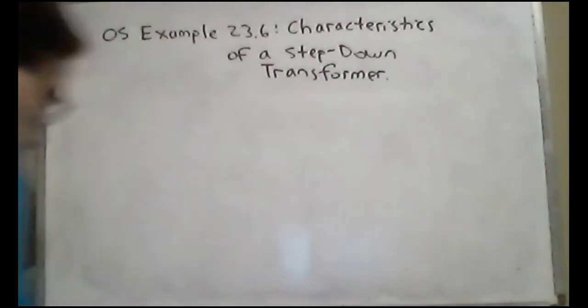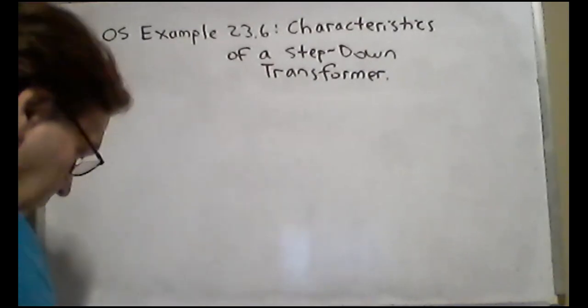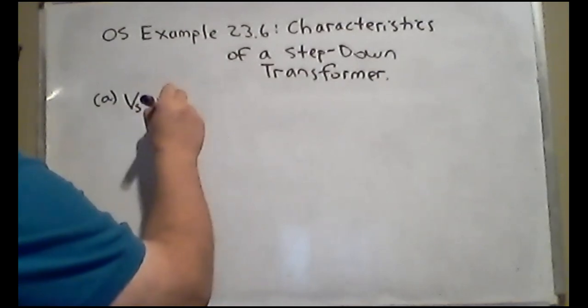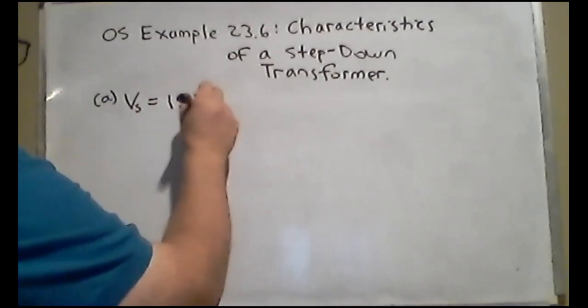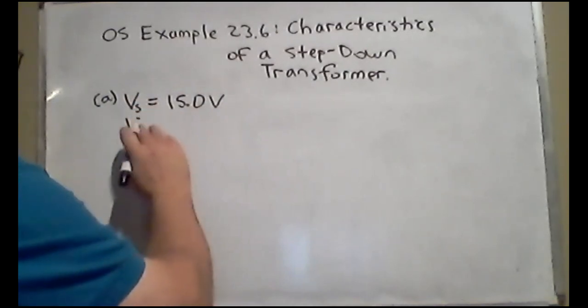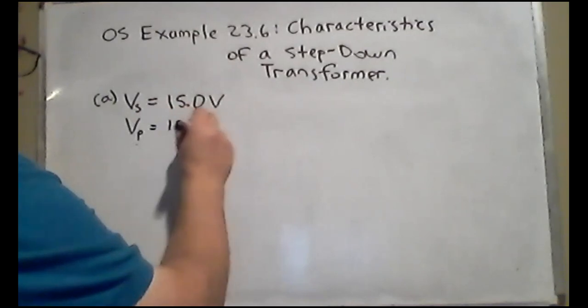So my laundry list here. So here's A. So what do I know? Well, I know the secondary. So the secondary right at the charger, the amount of out voltage it needs is 15 volts. The voltage coming out of the wall, the primary, is 120 volts. So it's right out of your wall.